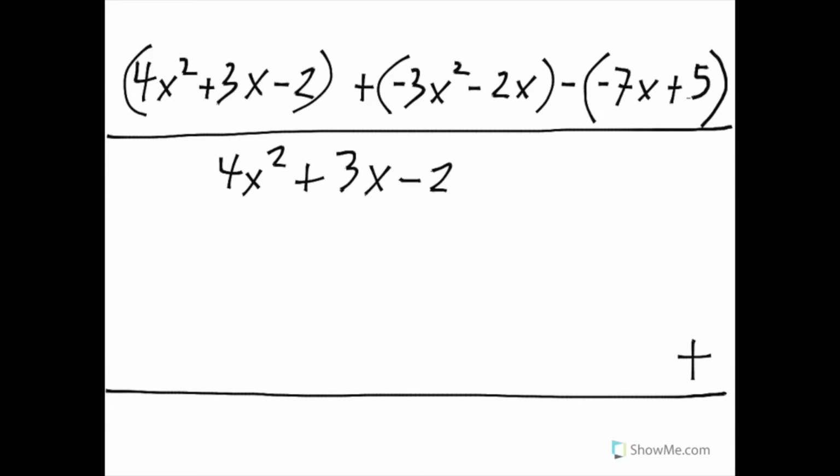Now, we look, and we go, oh, sweet, we got a plus sign. Easy. No sign change. Okay, so -3x squared goes under the 4x squared. -2x goes under the 3x. And remember again, sign, sign, sign, sign. Always remember signs. You guys forget signs? It's all on you. Just kidding. And finally, we're going to move to this last polynomial.